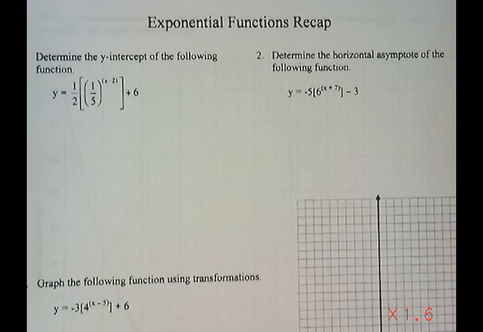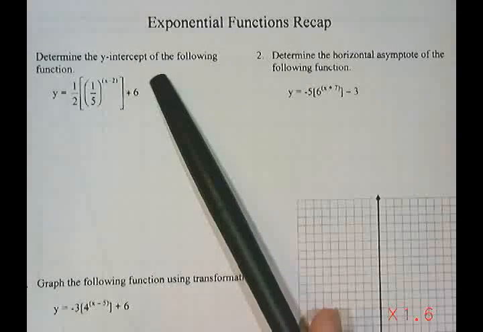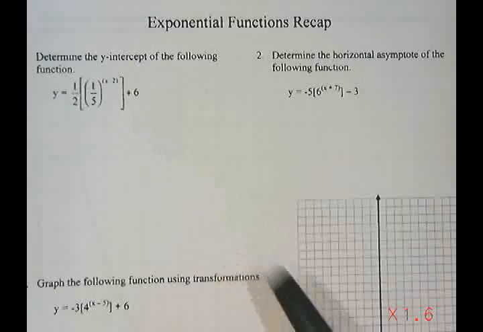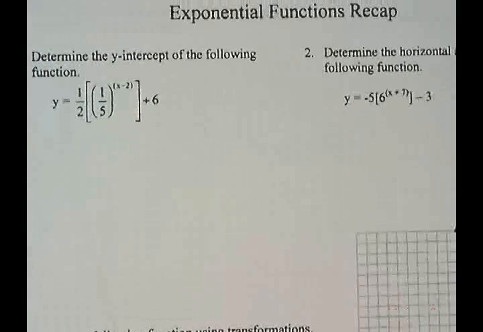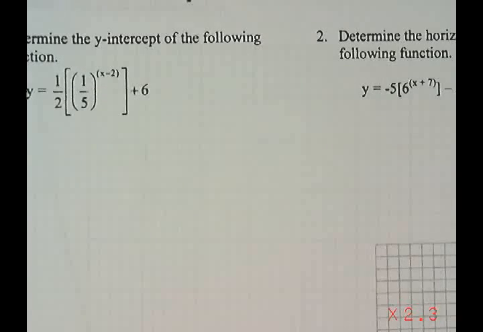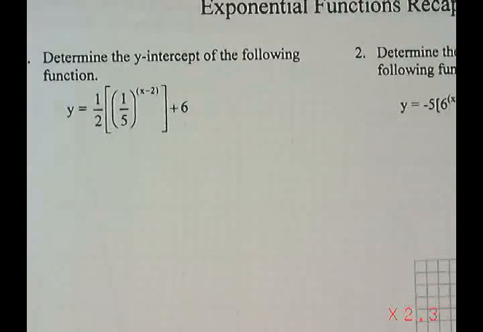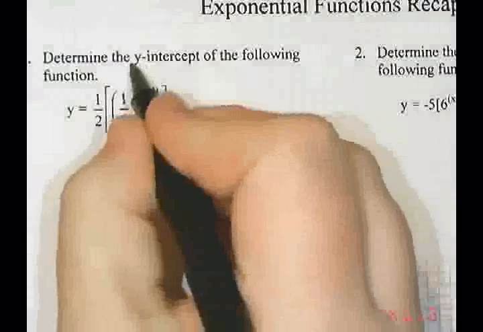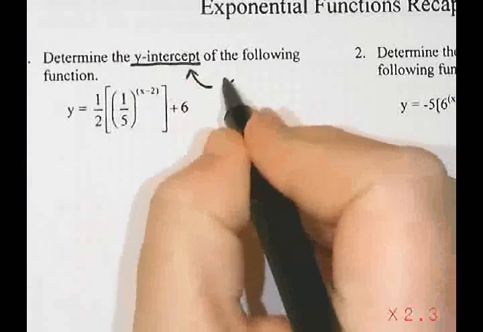In this video, we're going to do a quick review of all the different things that we've learned about graphing exponential functions so far. The first one says determine the y-intercept of the following function, and it gives me the function y equals 1/2 times 1/5 to the power of x minus 2 plus 6. And what we want to do to find the y-intercept is sub in x equals 0.